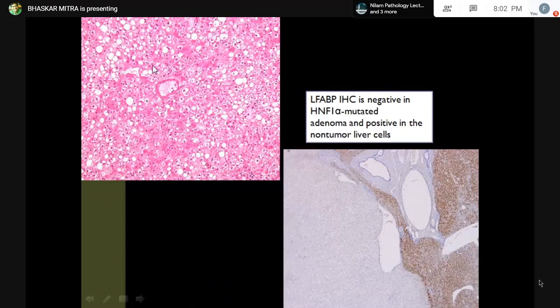This is again an HNF1 alpha mutated one showing marked steatotic changes with minimal inflammatory activity. If we stain with LFABP immunohistochemistry, normal liver shows strong diffuse staining, but here in the hepatic adenoma part it is negative.